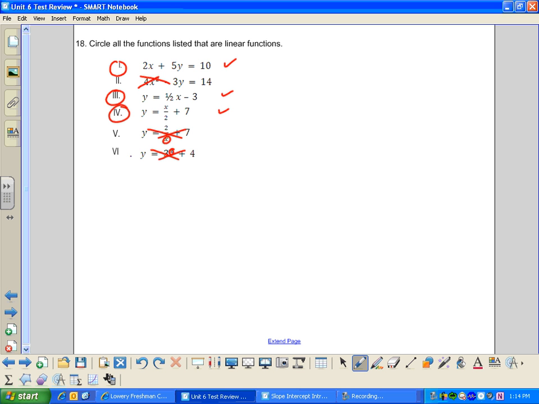Another thing to remember: you can't have variables multiplied together. You can't have something like 3 equals 4xy plus 7. Can't have that. No, no.